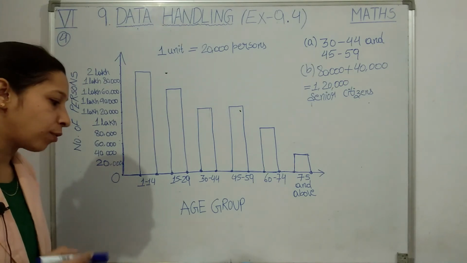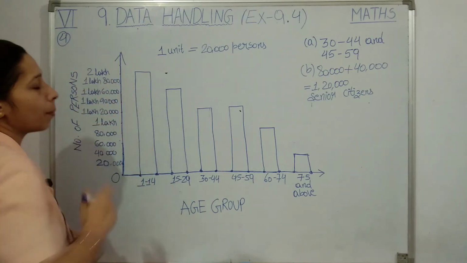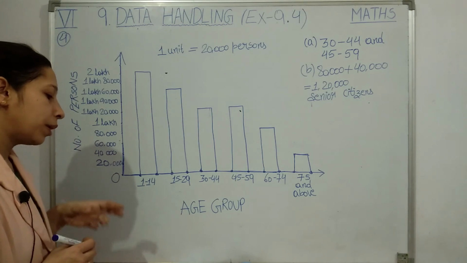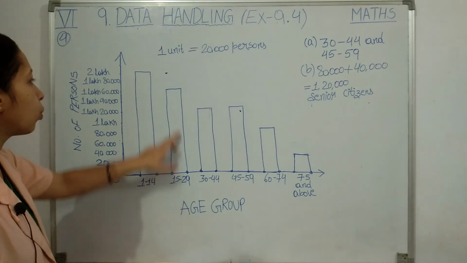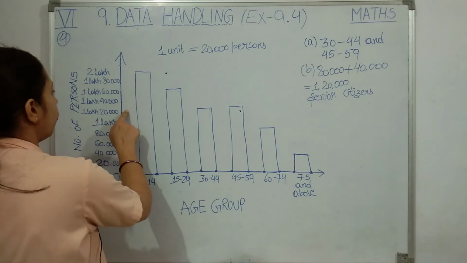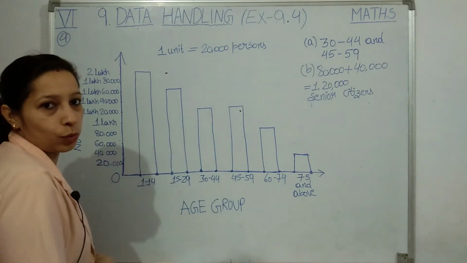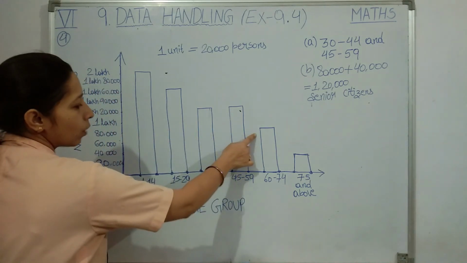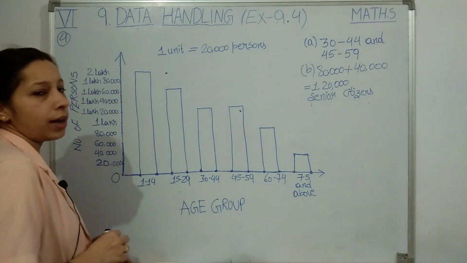Now that's all, same thing you have to do. You have to see the age group 1 to 14. How many persons are there? 2 lakh. So I have marked the bar as 2 lakh. Then the next bar I have drawn is for the age group between 15 to 29. The population is 1,60,000. Then the 30 to 44 age group is 1,20,000. Same for 45 to 59, it is 1,20,000 only. Understood students? Then for 60 to 74 it is only 80,000. Then 75 and above it is 40,000. As given in the table we have drawn our bars.